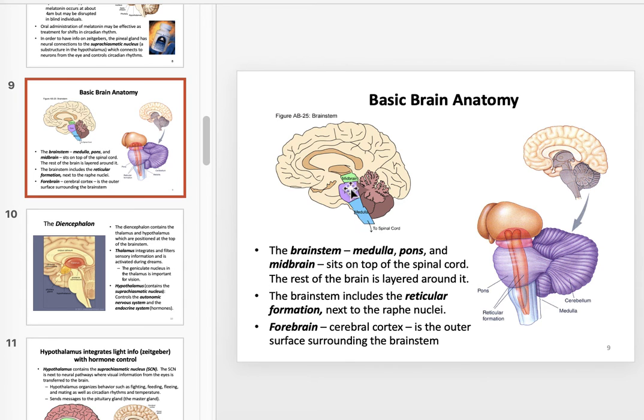But because it sits on top of the spinal cord, and it acts like a stem that the rest of your brain grows around during development, we often think of the brainstem as having some very rudimentary structures and tasks. So the brainstem has the medulla, the pons, and the midbrain. The medulla controls things like respiration and your heart rate.